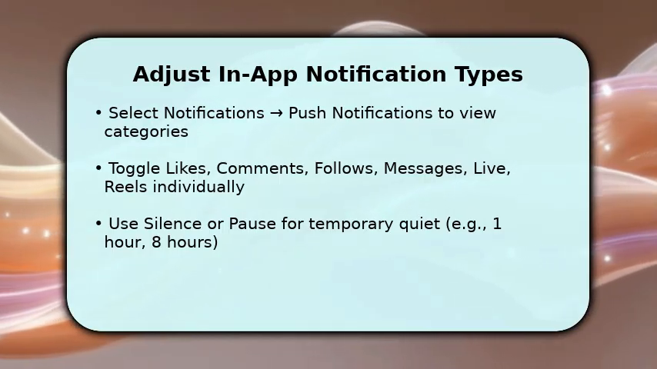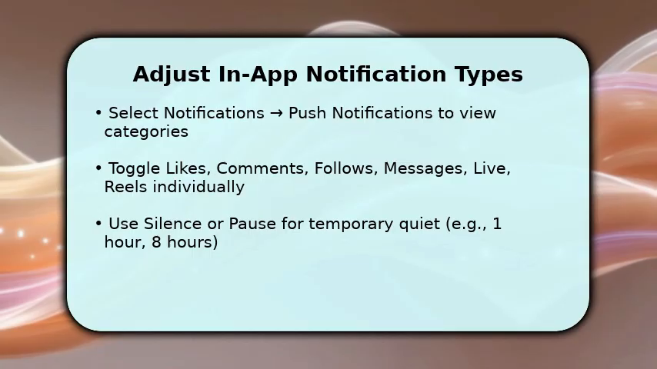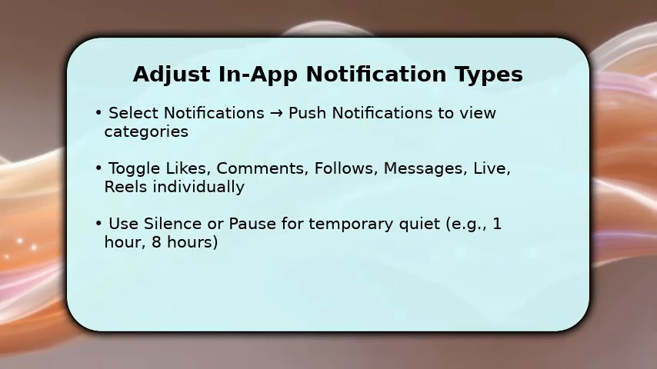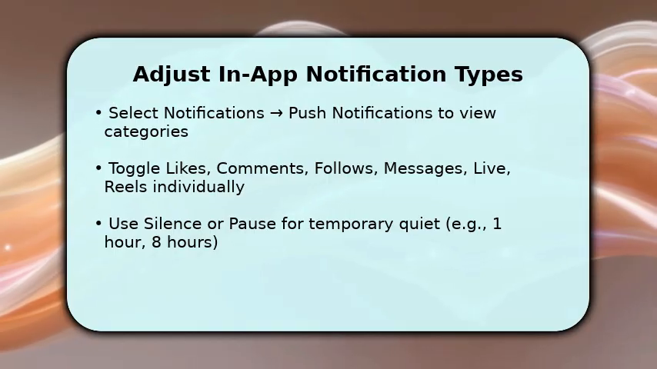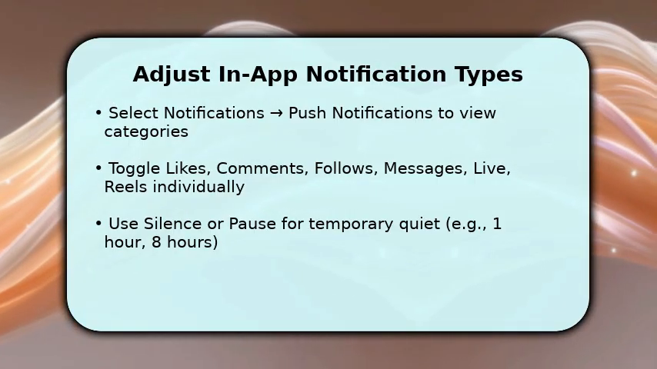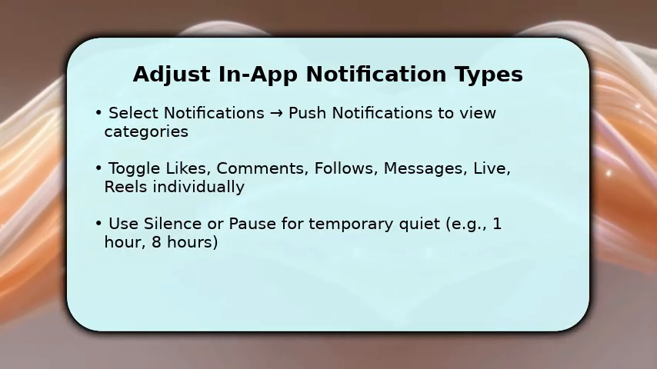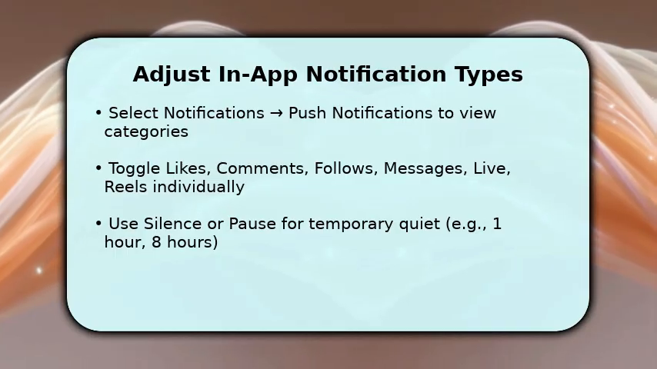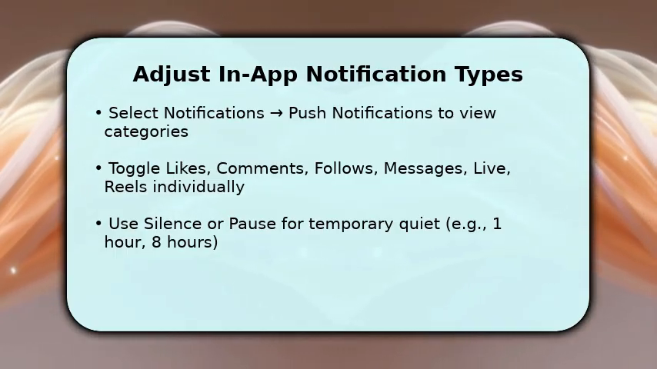Use pause or silence to mute push alerts for a set time, handy for meetings. You can also set story and live alerts separately to reduce noise. Make these granular changes, because they control how Instagram pushes alerts to your device and help avoid notification overload.